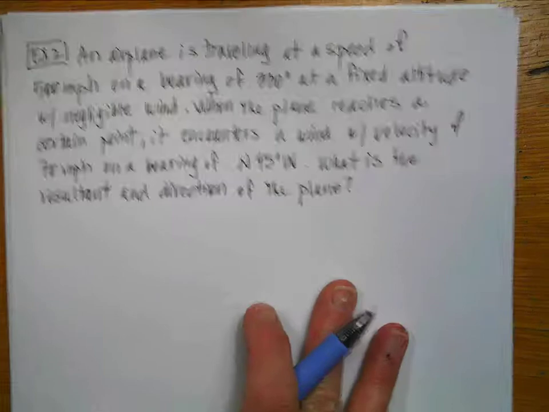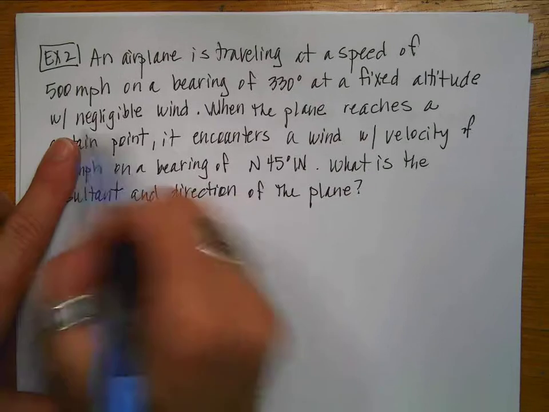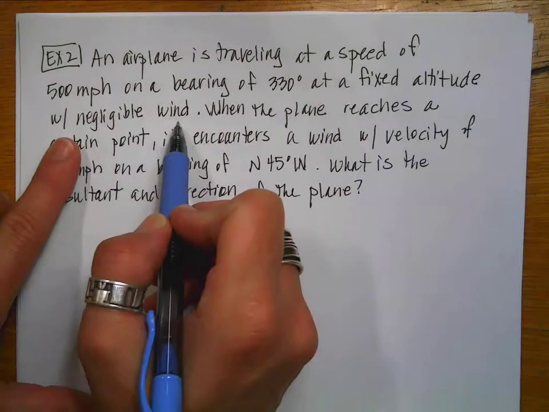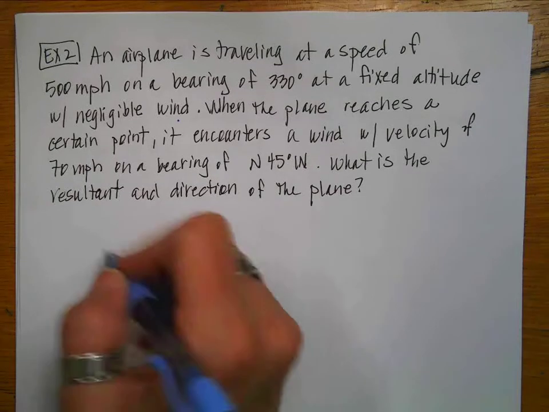Alrighty, I have our second example already written. Ta-da! So example number 2 says an airplane is traveling at a speed of 500 miles per hour on a bearing of 330 degrees at a fixed altitude with negligible wind. This is relevant because that means that we have one less force to manage. When the plane reaches a certain point, it encounters a wind with velocity of 70 miles per hour on a bearing of north 45 degrees west. What is the resultant and direction of the plane?